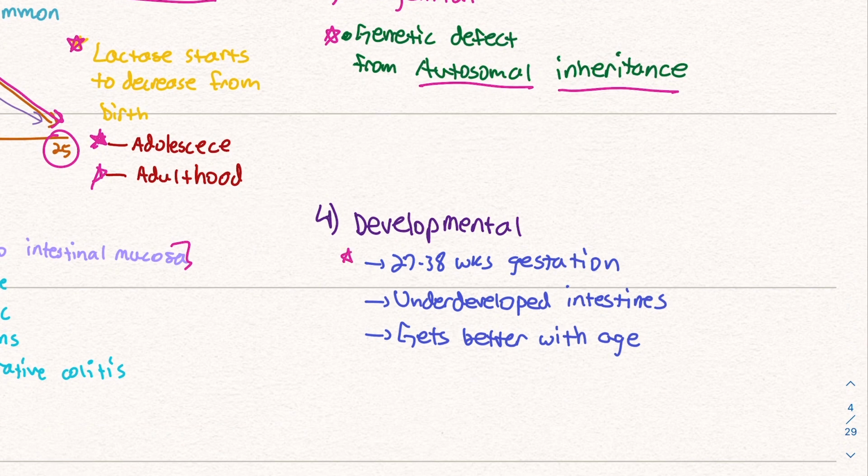Then we have developmental. Developmental is mainly in premature babies, the preemies, 27 to 38 weeks gestation. And the issue here is that when you're premature, a lot of your organs aren't fully developed. In this case, your intestines are underdeveloped. So you develop a lactase deficiency, but as you age and your intestines develop, it does get better. And this is a lot less common.